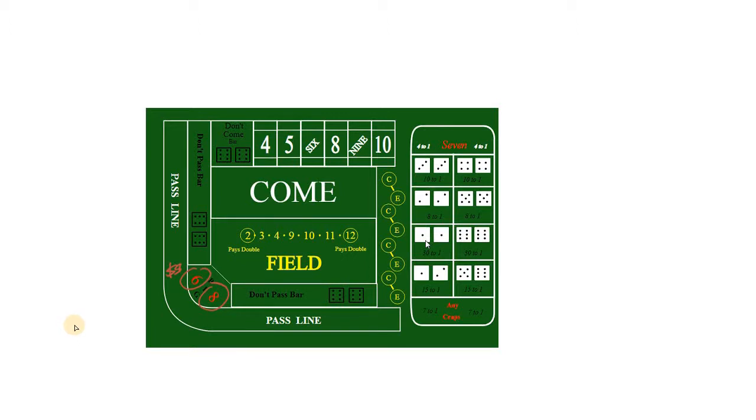The big 6 bets and the big 8 bets on the craps table, are they sucker bets? The big 6 and big 8 bets are these two bets at the corner of the table. And for every dollar that you put in, you're going to win a dollar if your number, whether it's a 6 or an 8, appears before a 7. So let's look at the probability of that happening.